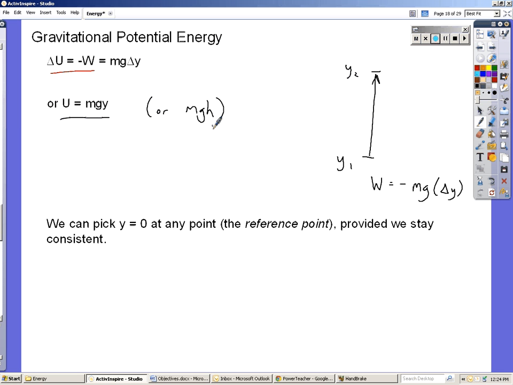Measuring differences in height is easy. But measuring height, you need to have a reference level, or reference point. That's where we call y equals 0. The good news is you can pick it anywhere you want as long as you're consistent. So in the same problem, use the same y equals 0 everywhere. Don't go switching y equals 0 randomly. And you can pick it however it makes the math easy. So that's the formula for gravitational energy.